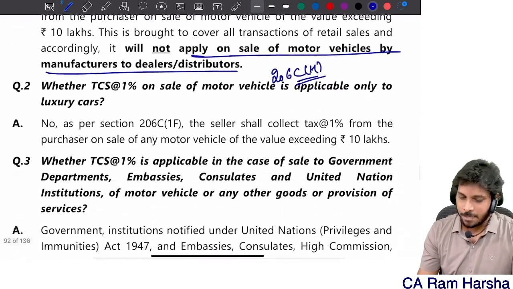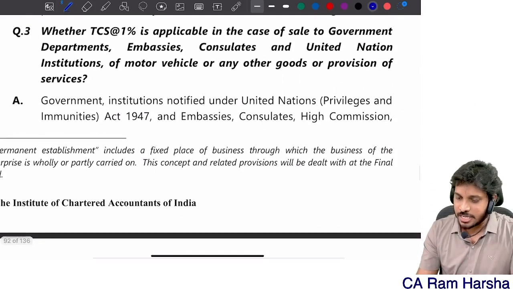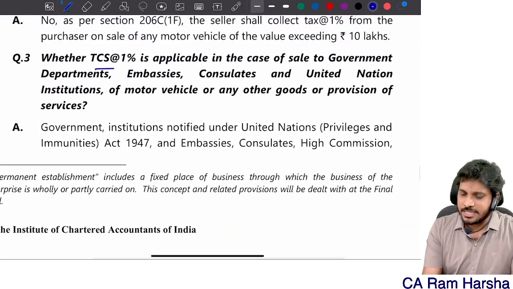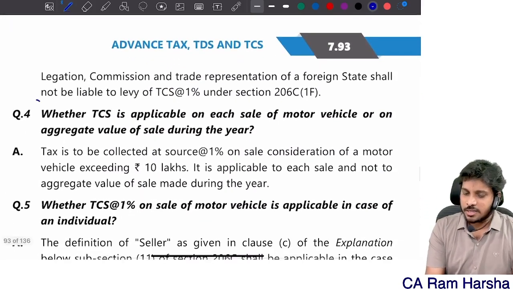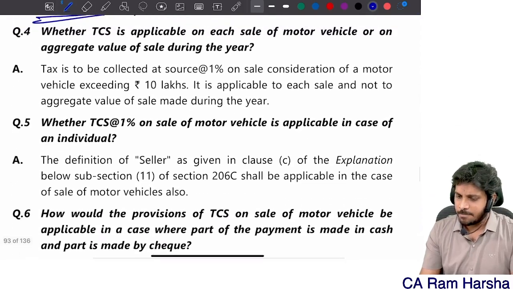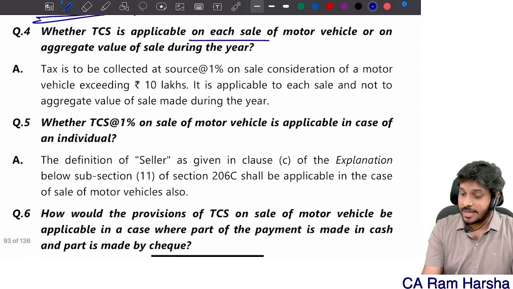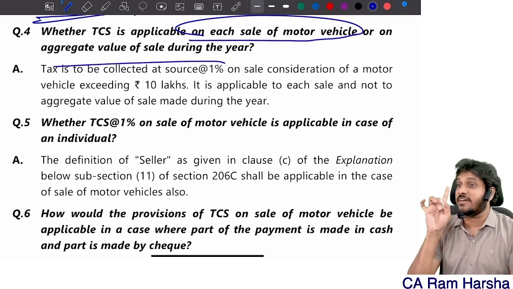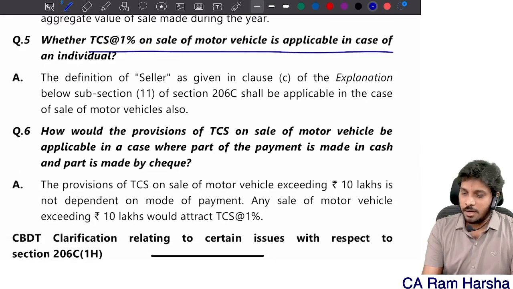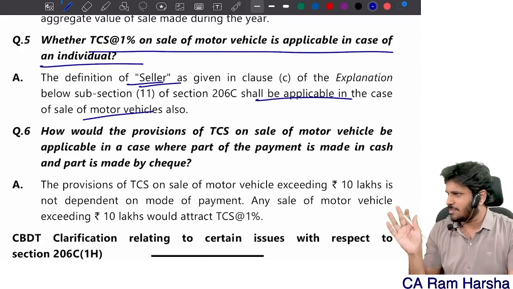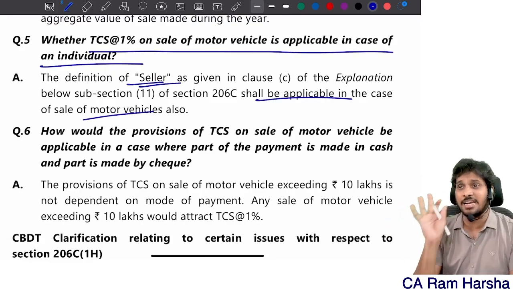Correct? So this is one most important clarification. So whether TCS is applicable if we are selling to government, embassies, all that, generally for most of them exemption will be given. Yes or no? They are not liable for TCS. Is the TCS to be calculated for each vehicle or in aggregate? Each vehicle. It is to be calculated for each vehicle. Is it applicable in the case of an individual? Generally, yeah, whoever it is, the seller may be an individual, whoever it is, it is applicable. Dealership, that's it. You are a retailer, that's it.